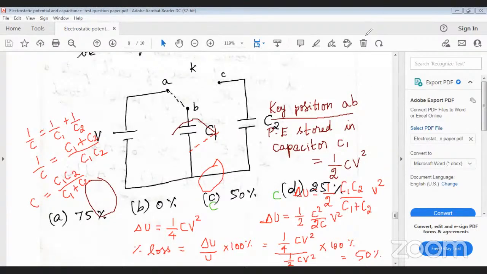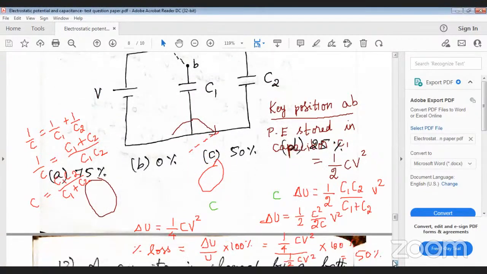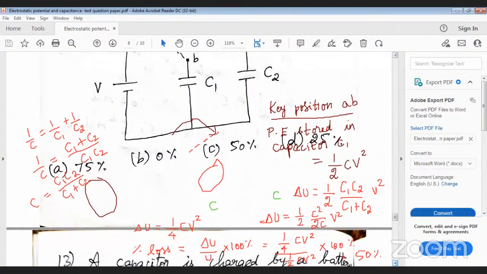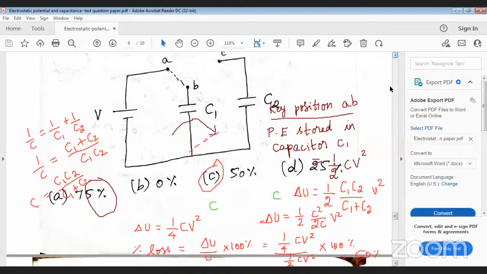And when you do like this, instead of switching off the source, instead of switching off the battery, when you just change the key position, the charge initially stored in capacitance C1 is redistributed to C2. Due to that, you are having some loss in energy, and that loss in energy is actually 50% in this scenario.